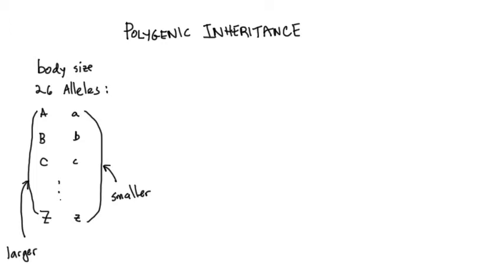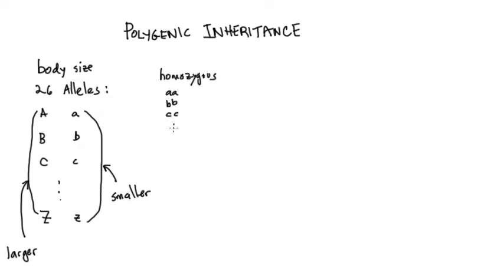Now, there are going to be more than these 26 alleles that affect body size. These are just the ones for which we have allelic variation. So there are 26 alleles, the uppercase letters, that make bodies bigger, and 26 alleles with lowercase letters that make bodies smaller. You could be homozygous for all 26 lowercase genes.